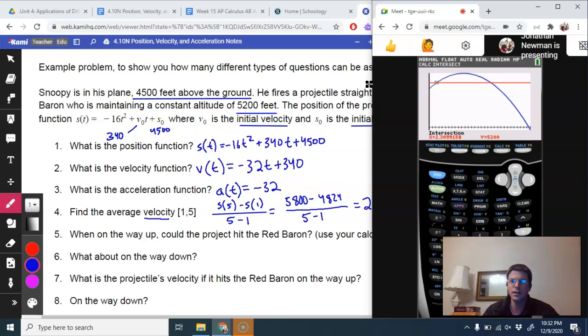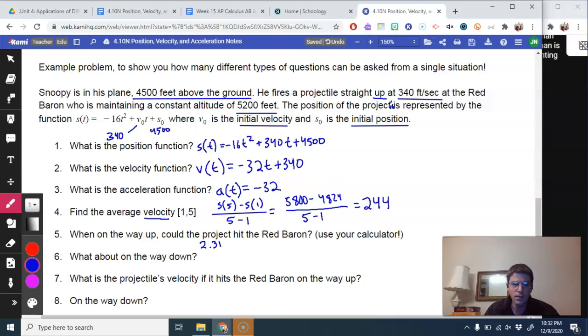So when on the way up, could the projectile hit the red baron? That is, the x is the time. That is 2.309 or 2.310 seconds, okay? What about on the way down?